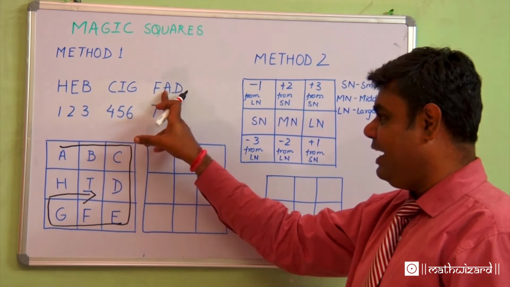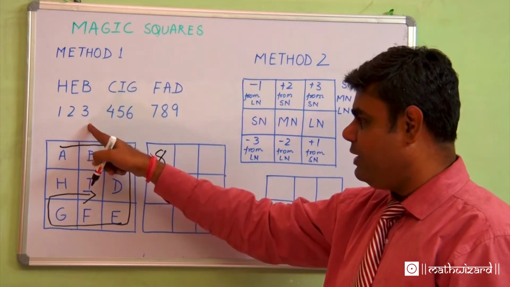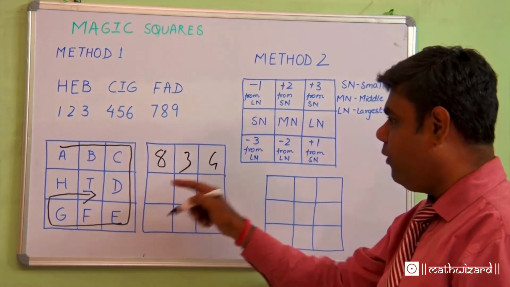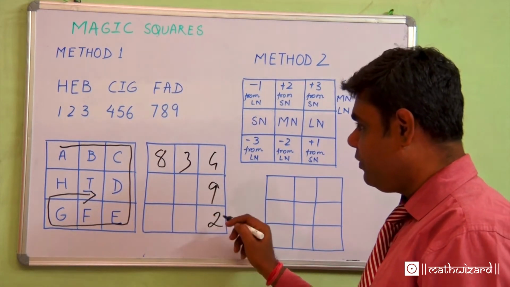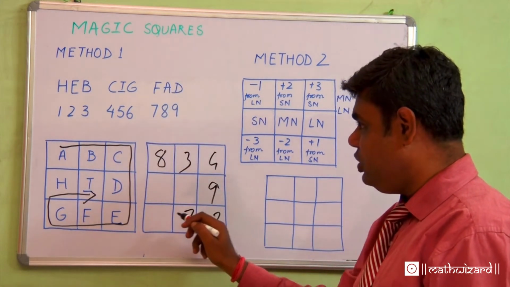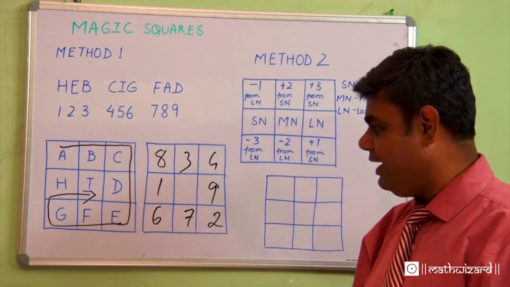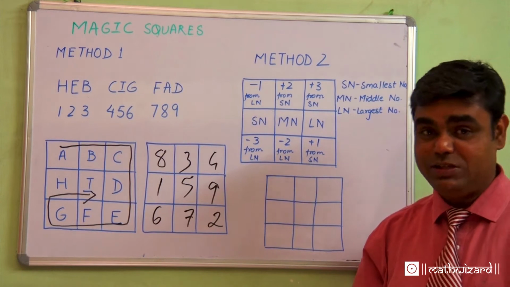A, I find A, the value is 8. B, if I were to look up here, it is a 3. C gives a value of 4. D is a 9. E is 2. F says it's 7. G is a 6. H, I can say it's a 1. And I is a 5. My magic square is over.